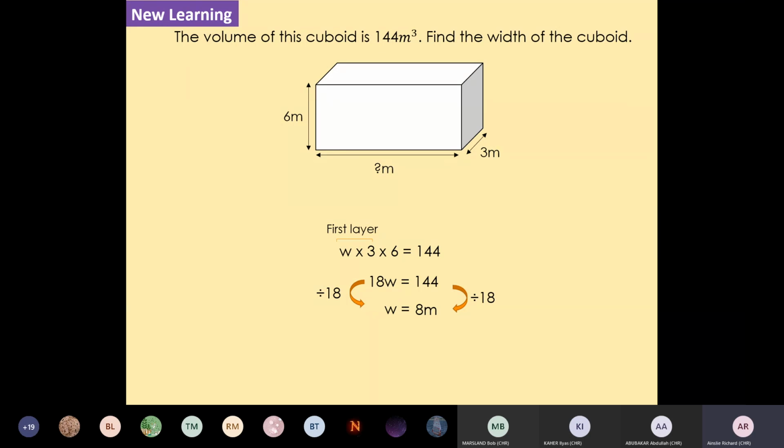And the good thing about this, we can check our answers. So we can go, well, 8 times by 3 times by 6. Does that make 144? Yes, it does.